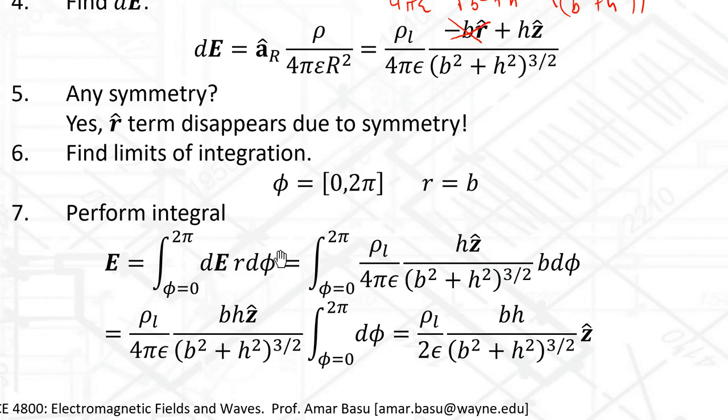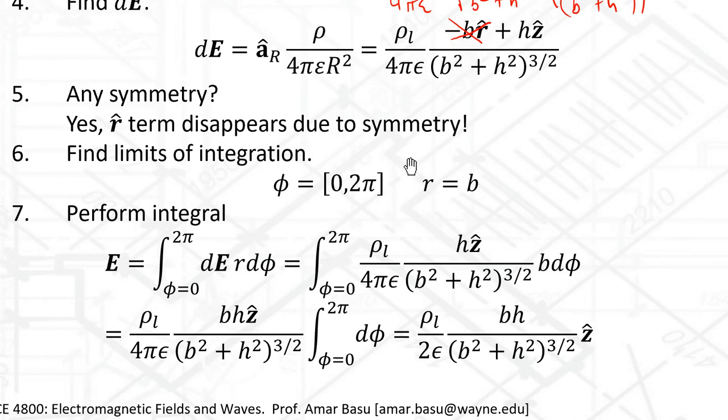So when you set up your integrals, don't forget, that's the reason why we look at the limits of integration separately. We said we're going to integrate with respect to phi, so my differential length element is going to be r times d phi. The next step, you substitute in the formula for dE that you found earlier. We found that the r hat component cancels, so we put in just the z hat component here. And this r times d phi, since we're at a fixed radius, that radius becomes b. We have b squared plus h squared here.